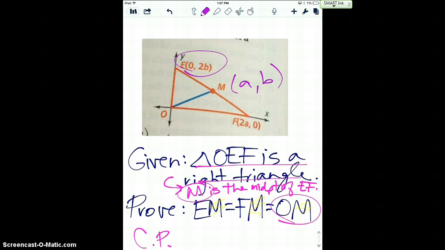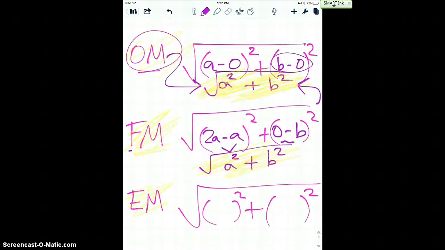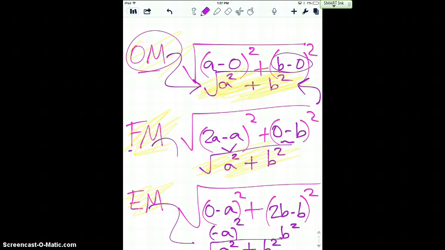I could subtract either direction I wanted to. Let's say I start with 0 and subtract off A. Then I'm going to have to do 2B minus B. So let's try it. And you might be like, oh, I already know it simplifies to it, but you have to show it. So I have my X coordinates, 0 minus A, and I have my Y coordinates, 2B minus B. Here I'm going to get that negative A, but if I square negative A, I'm at A squared. Here I'm going to get B, and if I square B, I'll get B squared. So I end up with A squared plus B squared, the square root. So there I have all 3 the same.